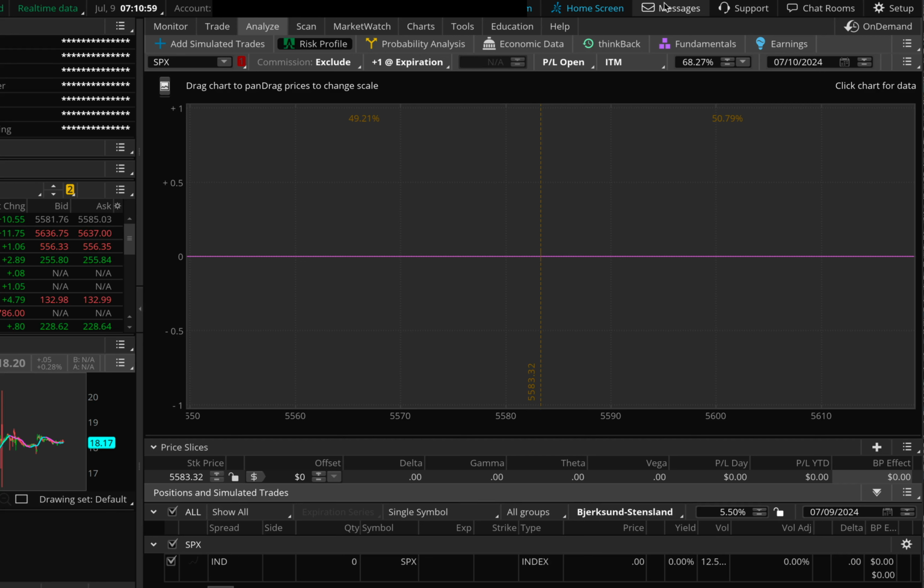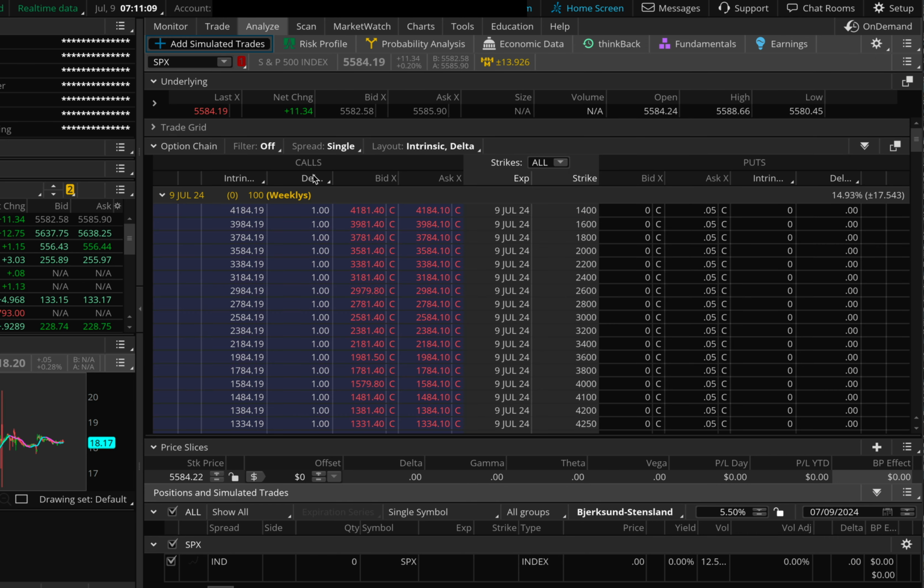Okay, here we go. July 9, 7:10 a.m. Let's get our trade on. This is our butterfly 0 DTE trade. So we'll start off by going to add simulated trades.